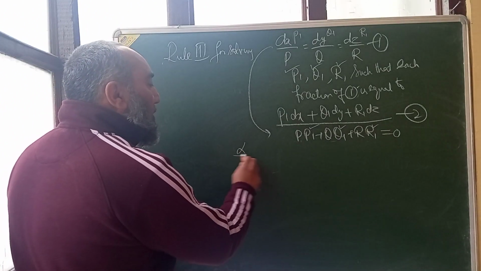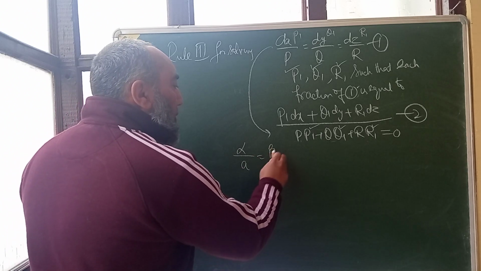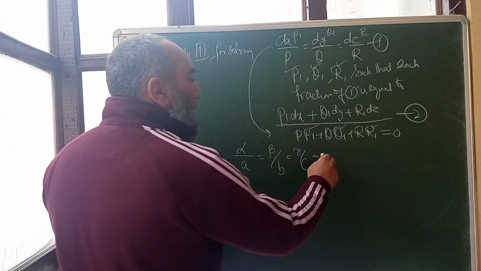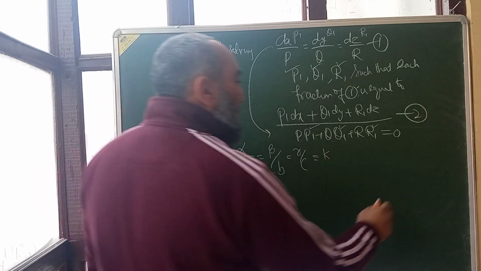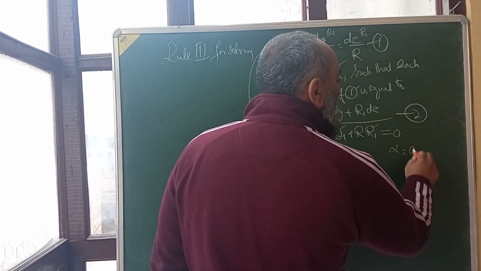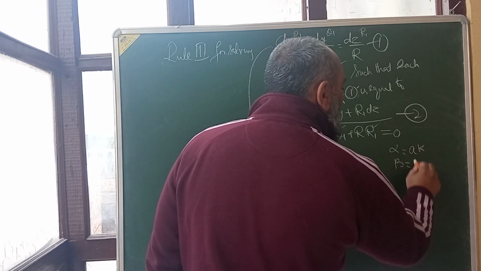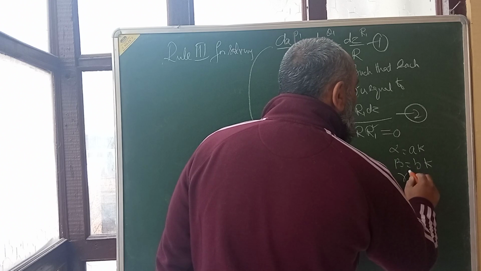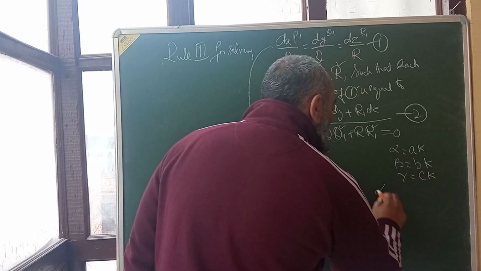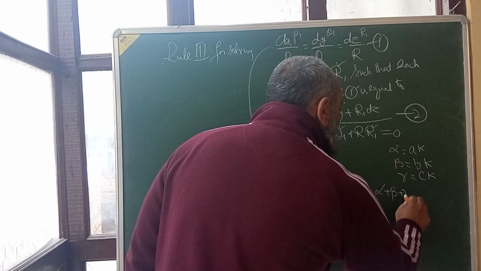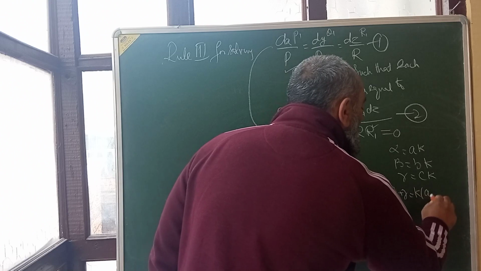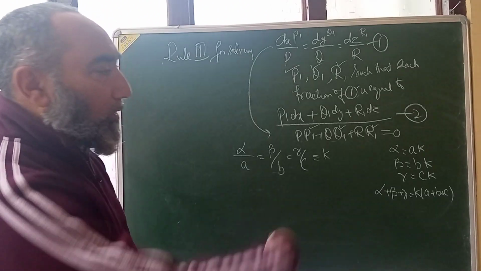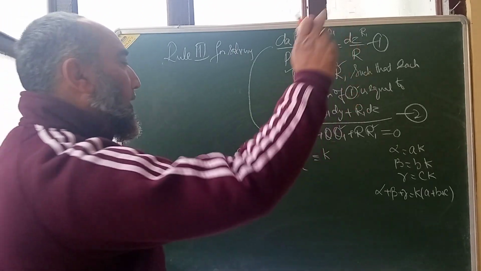See, if you have three fractions, alpha by A equal beta by B equal gamma by C equal to K, say, then what is alpha? Alpha is AK, beta is BK, and gamma is CK. Means alpha plus beta plus gamma is K times A plus B plus C. Okay, this is okay. Leave it there.